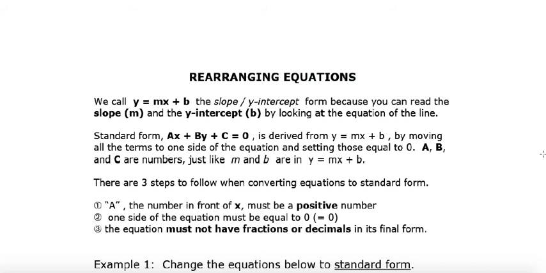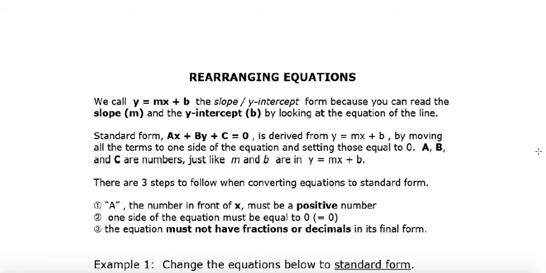So there are 3 steps to follow when converting equations to standard form. So a, the number in front of x, must be a positive number. So if it ends up being negative, you can multiply every term by -1 to get rid of that negative value.